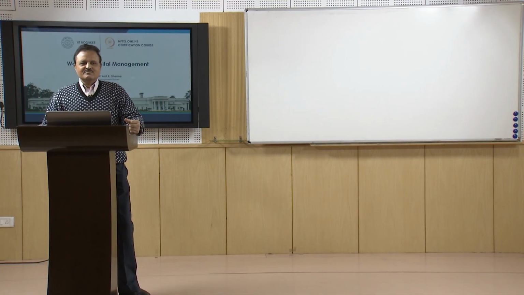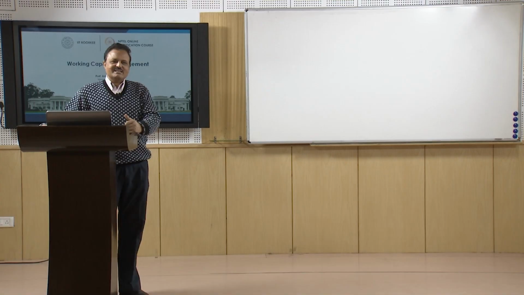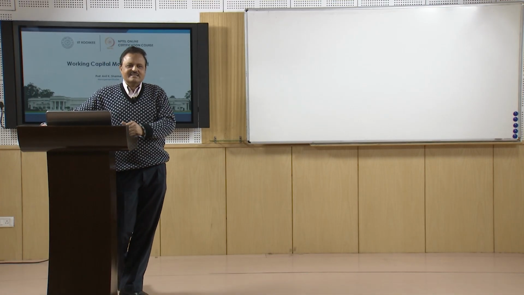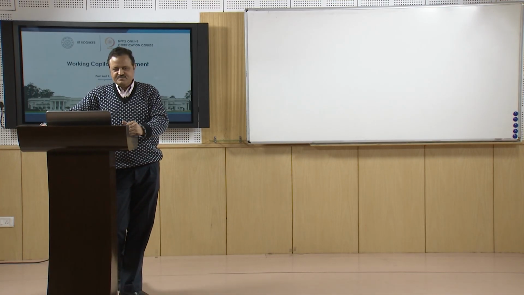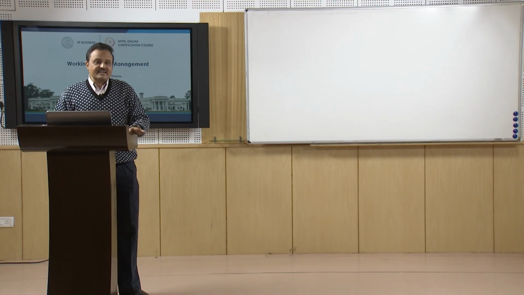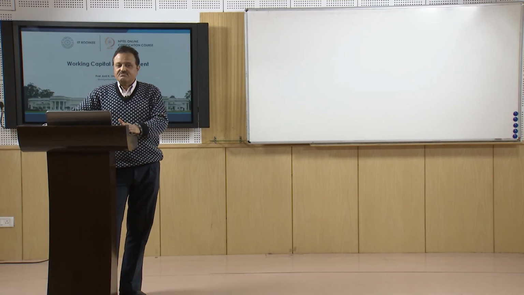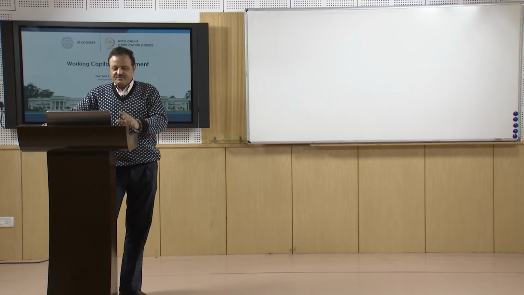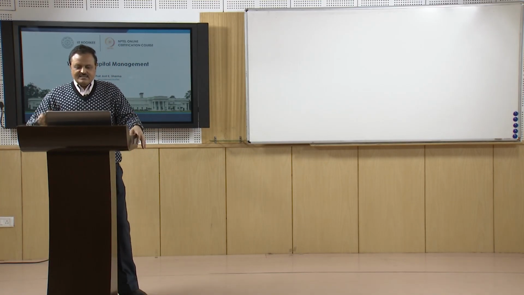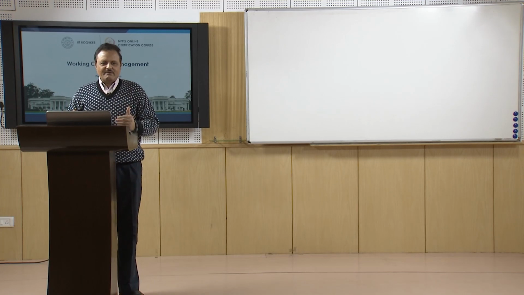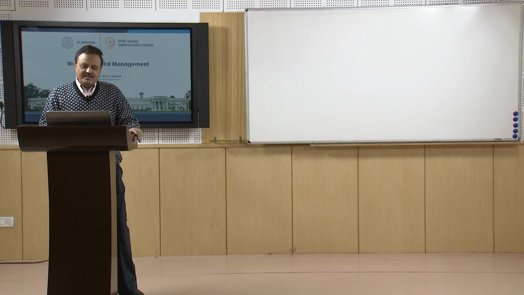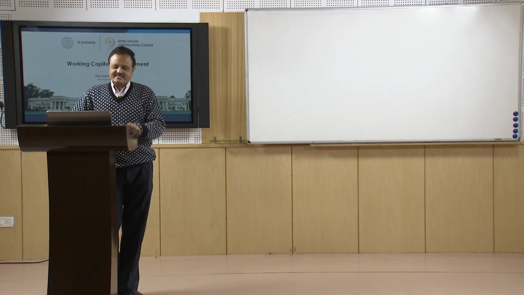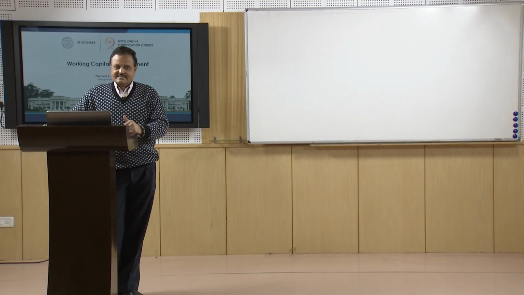But in the management of the lower part of the balance sheet, that is the current liabilities and current assets, the responsibility lies with one department, that is the finance department of the firm, and largely one person, that is the chief financial officer of the company. So, we have to learn here how to manage the lower part of the balance sheet, where we talk about the current liabilities and the current assets.